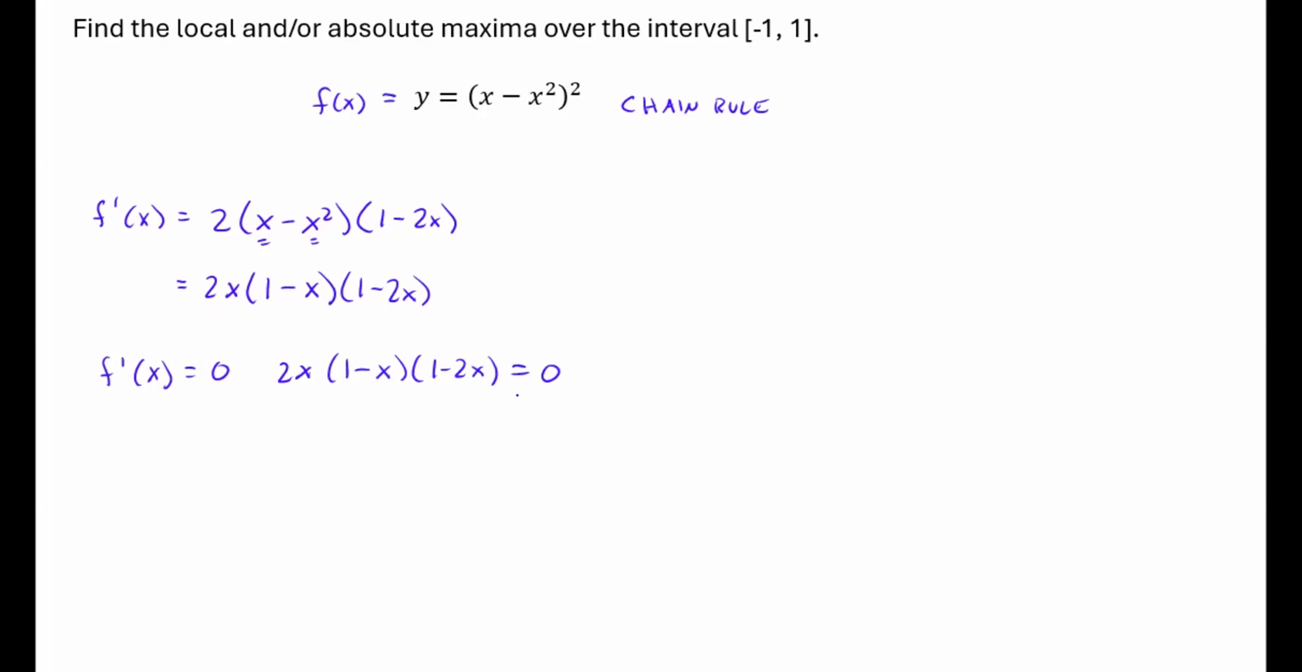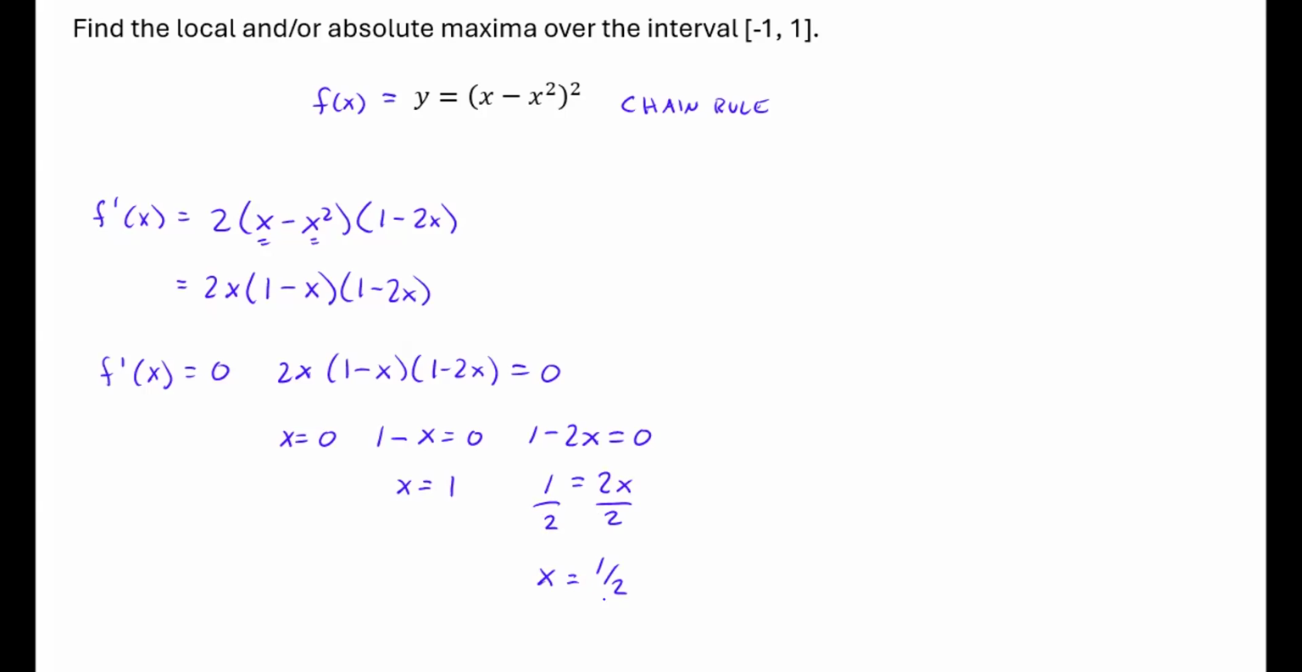And we can set each of our factors equal to 0 to solve for our x values. So on the first one, we'll get x equals 0. We'll have the factor 1 minus x equals 0. And our last factor, 1 minus 2x equals 0. Solve each of these for x. On this middle factor, we can add the x to both sides. That's going to give us an x value of 1. And on our last factor here, if we add the 2x to both sides, we'll get 1 equals 2x. Divide both sides here by 2, and we'll get x equals 1/2. So we have 3 x values that we're looking at here, x equals 0, 1, and 1/2.